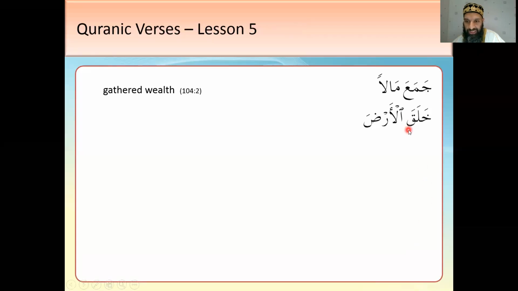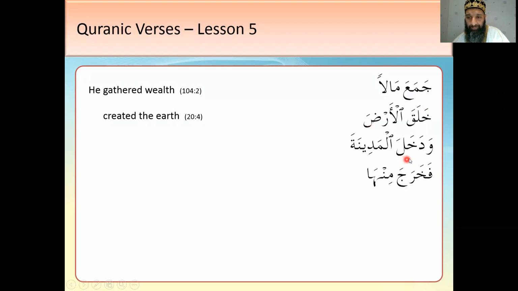We don't have time to go over these, so I'm going to just put these words in for you. Look, jama'a means he gathered. So look at the doer. Is the doer mentioned here? No. So we know he gathered, we don't know who, but malan was the thing that was gathered. So he gathered malan, wealth. Malan is mansoob, so it's the thing that the verb is being done to. There's no doer in here. Again, we've done this example: خَلَقَ الْأَرْضَ, he created the earth. I'm going to have to go through these quickly.